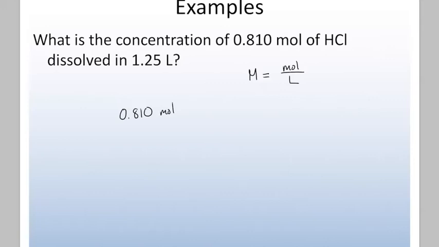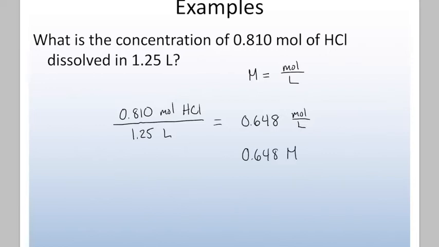And so that's exactly what we're going to do here. We're going to put our 0.810 moles of HCl divided by 1.25 liters of solution. And then we just punch this into our calculator. We get 0.648. And then if we look at our units here, notice that these don't cancel because they're different values. So we are indeed left with our units of moles per liter, which is exactly what we want. Otherwise known as 0.648 molar.